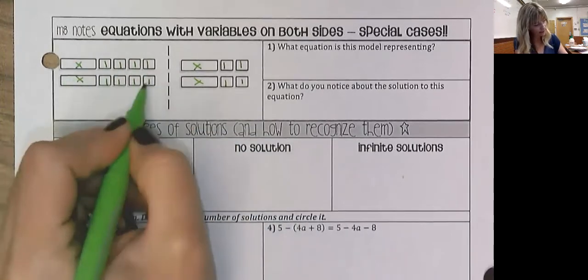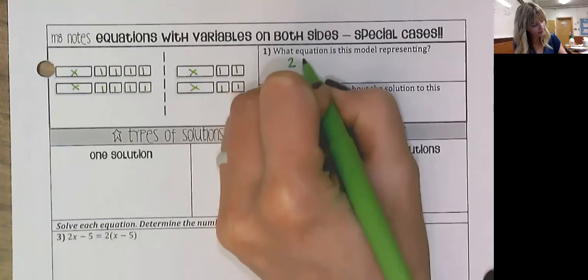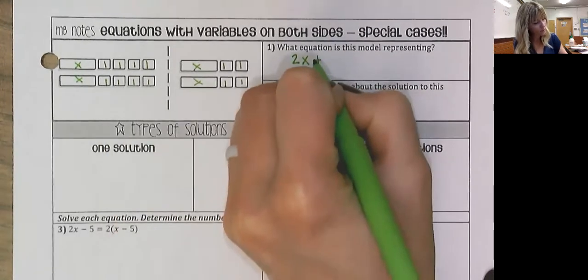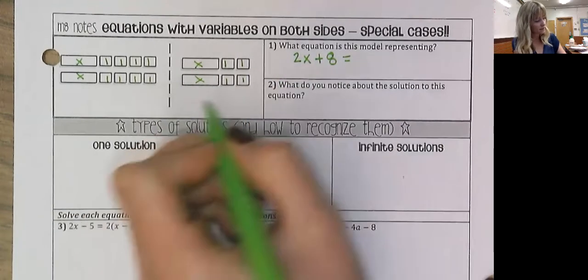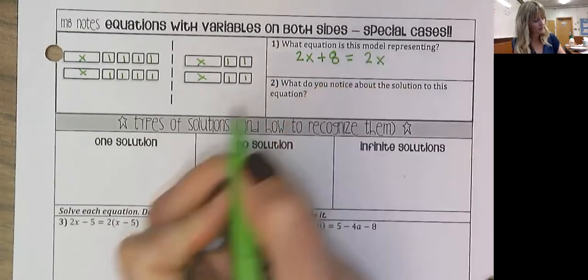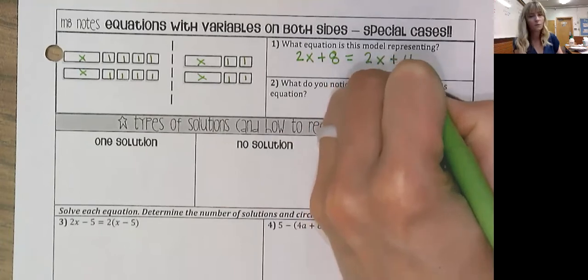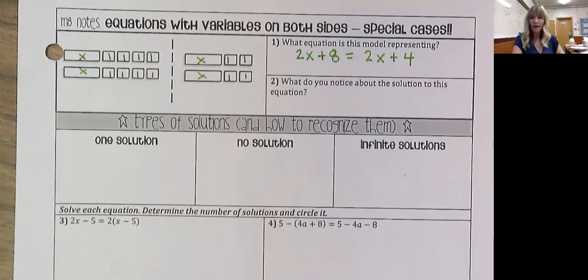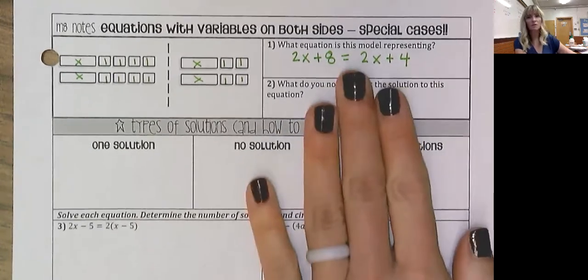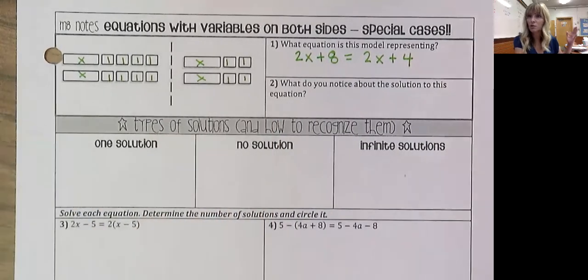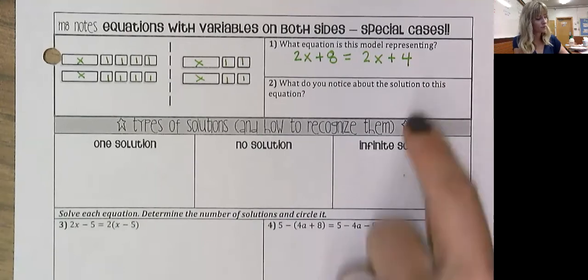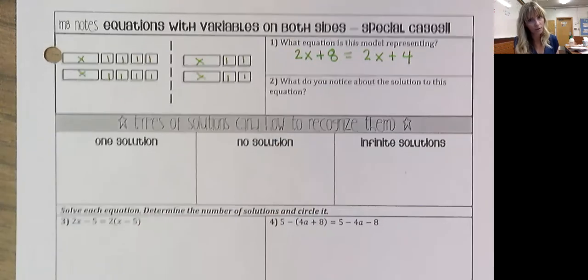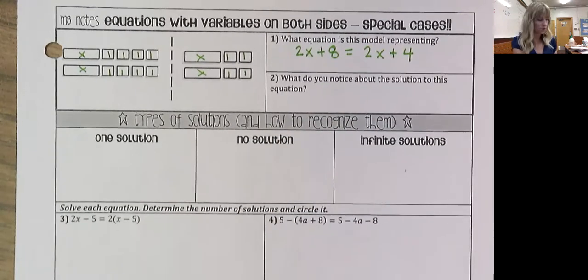So on this half, we have 2 x's and we have 8 1's on that side of the equation. On this side of the equation, we have 2 x's and we have 4 1's. So that, first of all, is the algebraic equation that this model is representing, because we're just showing this model one time to see what's going on with it. But most of the time what you will be given is the algebraic equation. What do you notice about the solution of this equation?